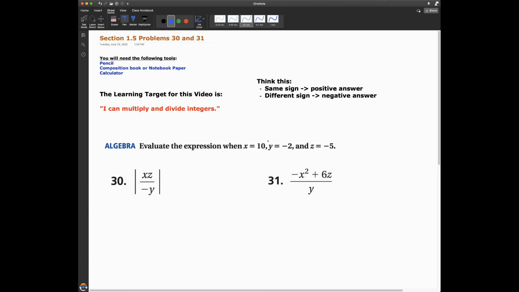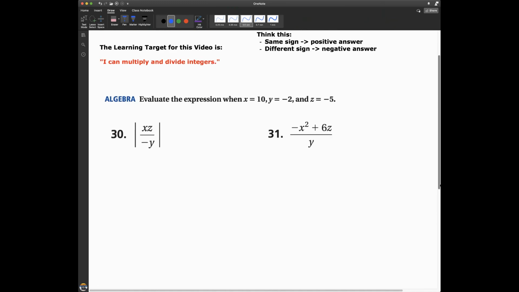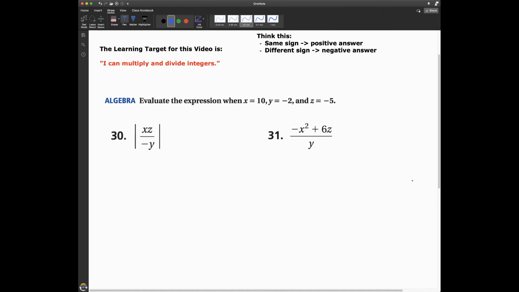All right, so we are going to evaluate some expressions. We've been doing this in other sections. Now the expressions get a little bit more complicated, but all we're doing is using the same rules that we used for previous sections, for multiplication, for addition, for subtraction of integers. We're just going to use all those rules now. Okay, so let's look at what we're doing here.